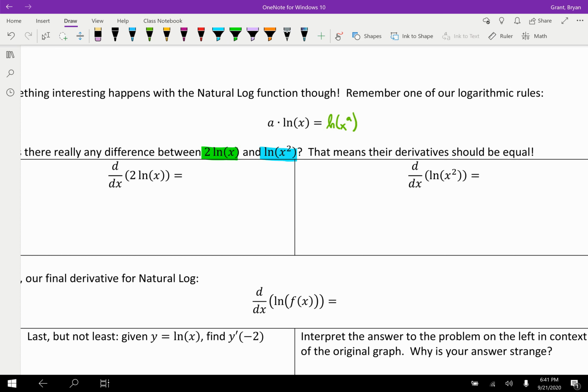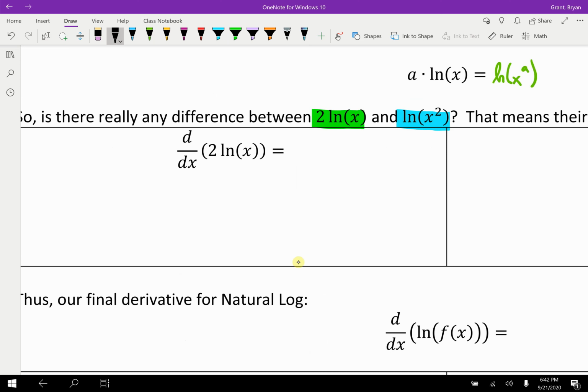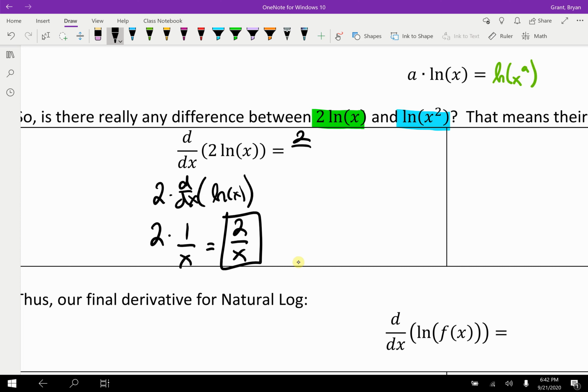And so they're really the same graph. If you graph them, they look identical. And I think that means our derivatives should be equal. So let's take a look. When you do the derivative of this first one, 2 is a constant, so we can factor that out. And then the derivative of natural log, oh, that's 1 over x. We just learned that. So if we simplify, we get 2 over x. So the derivative of 2 times the natural log of x is 2 divided by x.